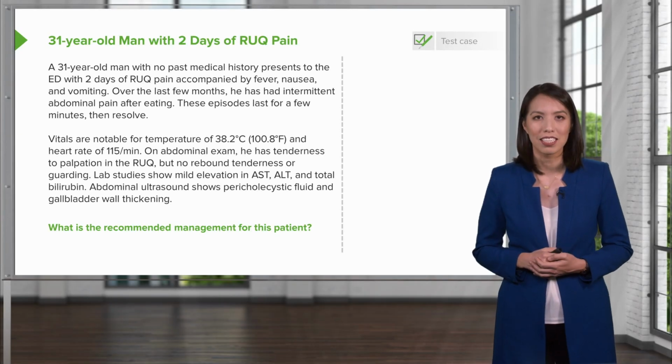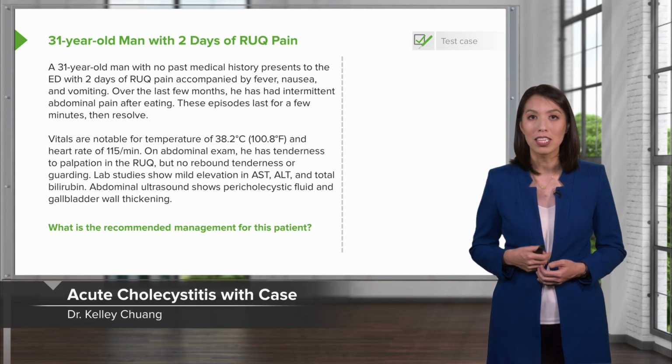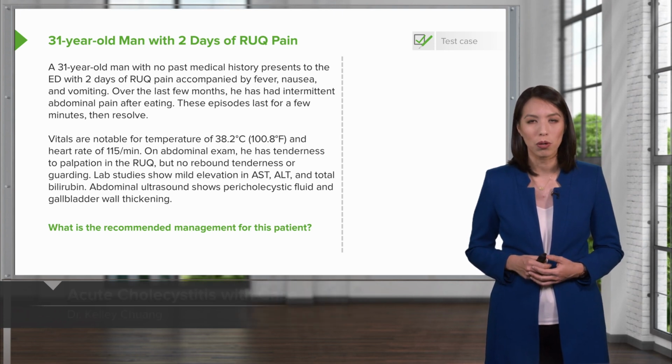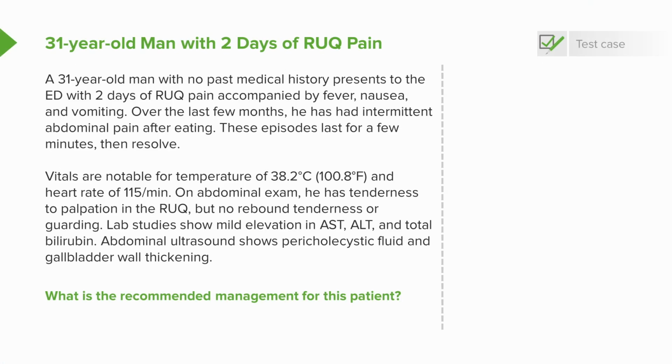Let's move to our next case. A 31-year-old man with no past medical history presents to the ED with 2 days of right upper quadrant pain, accompanied by fever, nausea, and vomiting. Over the last few months, he has had intermittent abdominal pain after eating. These episodes last for a few minutes, then resolve.